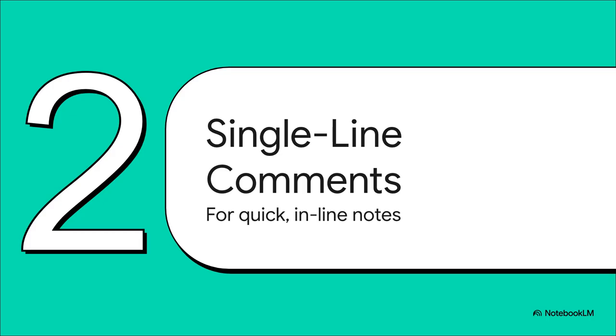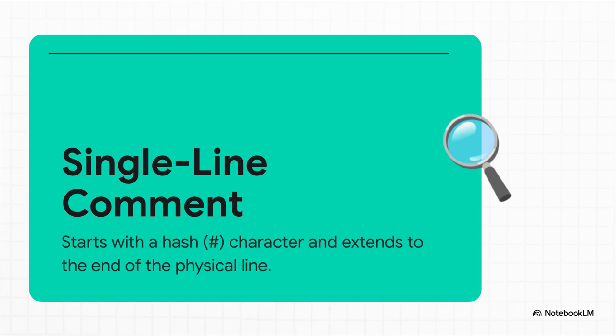All right, let's get practical. First up are single-line comments. Think of these as your go-to for leaving quick, specific notes right where the action is happening. And the syntax is about as simple as it gets. You just use the hash symbol or the pound sign, whatever you want to call it. Anything after that hash on the same line is officially a comment. Python will just skip right over it.